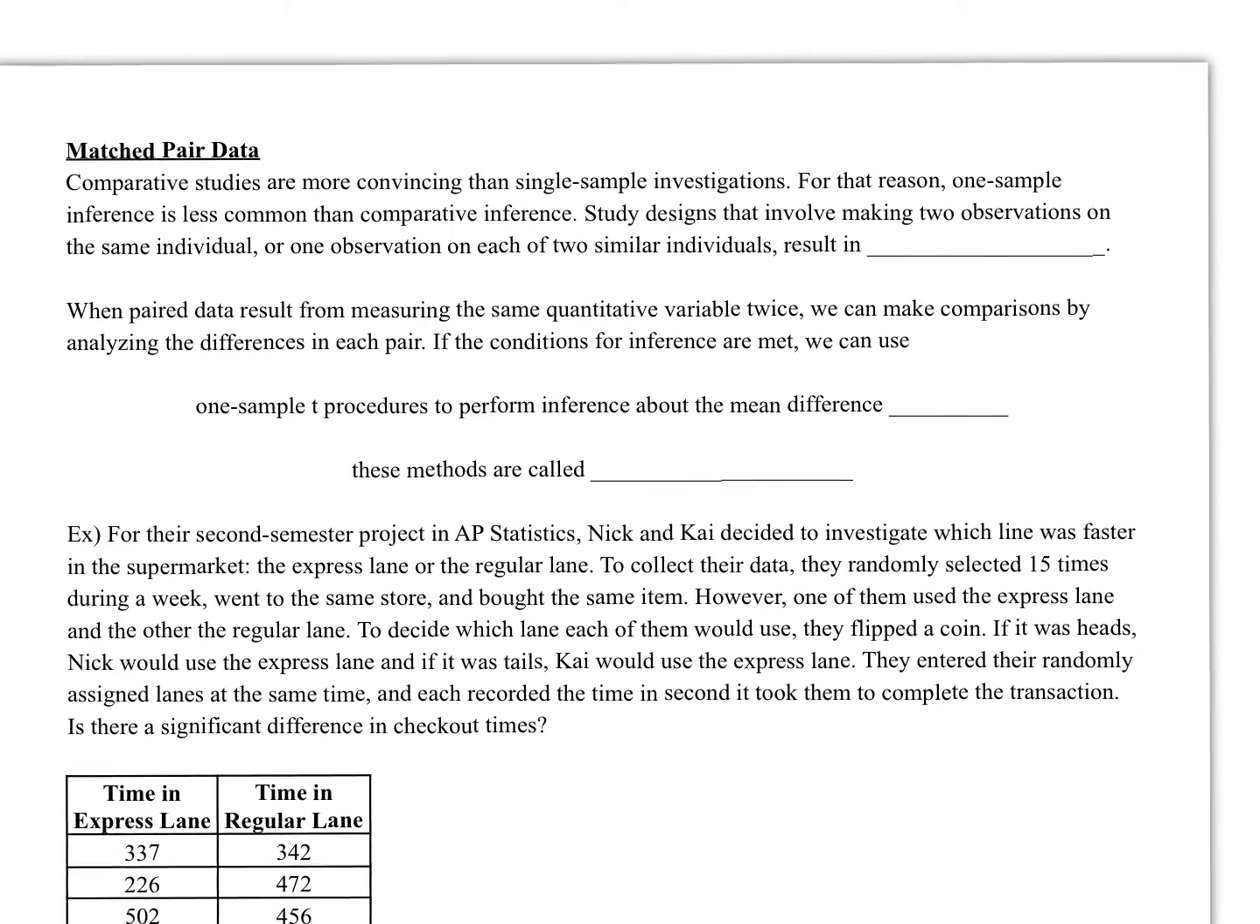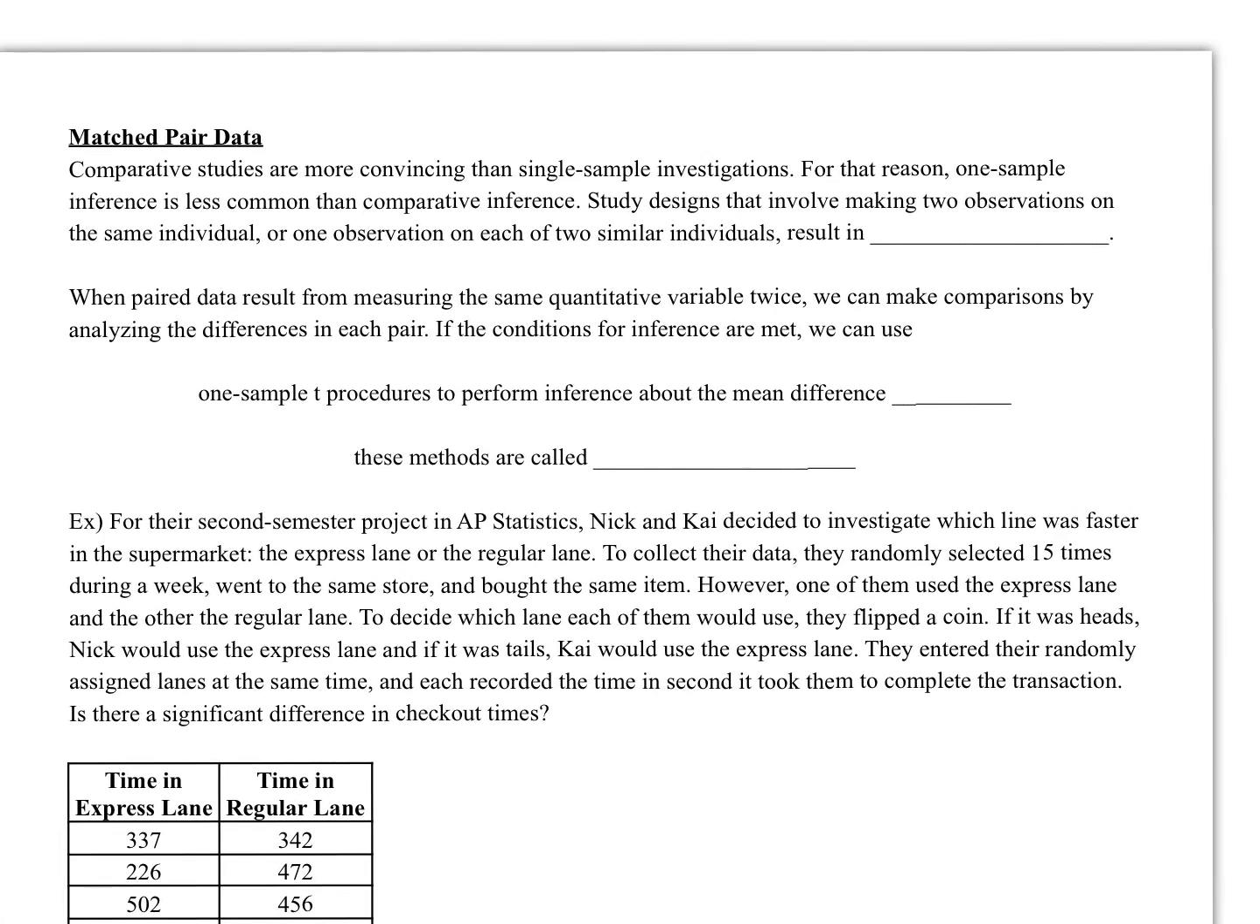The last thing we're going to talk about is matched pair data. Comparative studies are more convincing than single sample investigations, because you're comparing to previous data showing that it's a better or worse thing depending on what side you're on. For that reason, one sample inference is less common than comparative inference. Study designs that involve making 2 observations on the same individual or 1 observation on each of 2 similar individuals result in paired data.